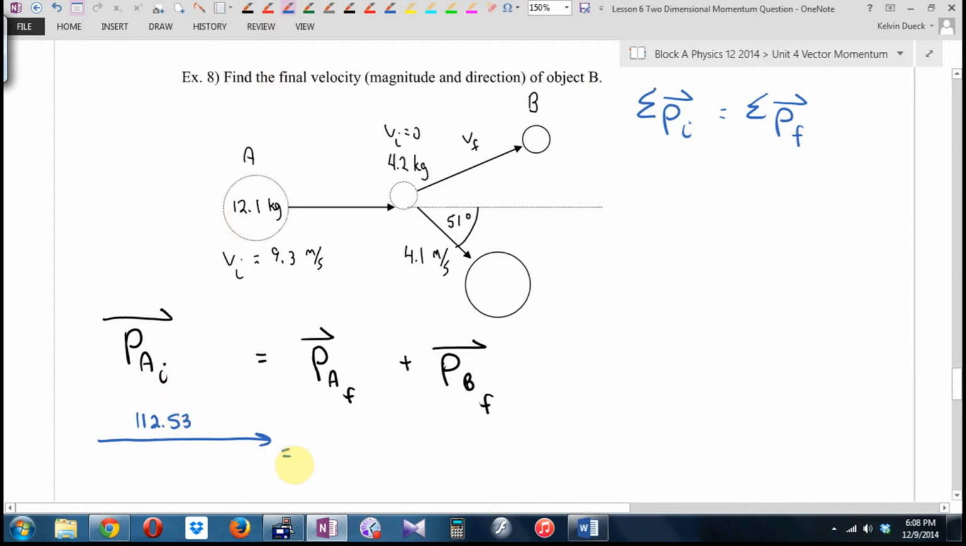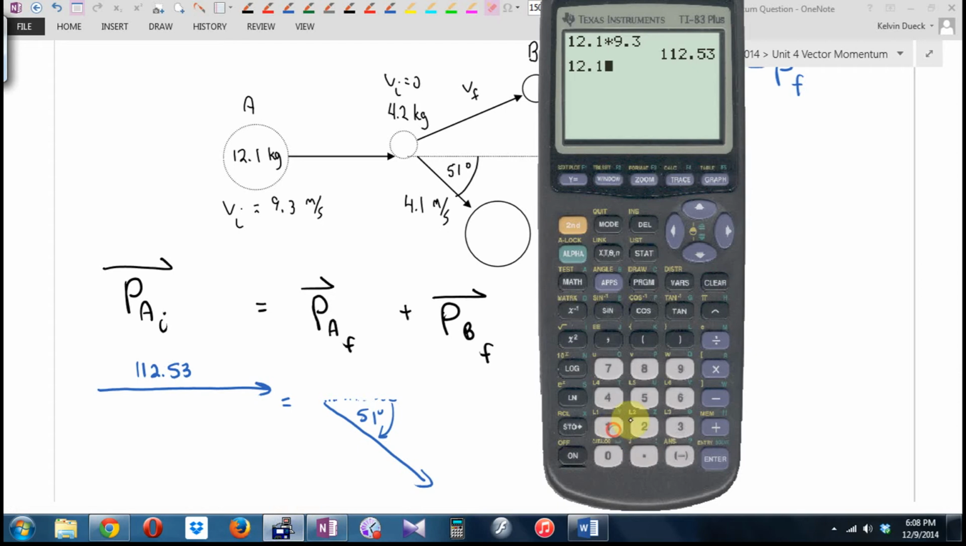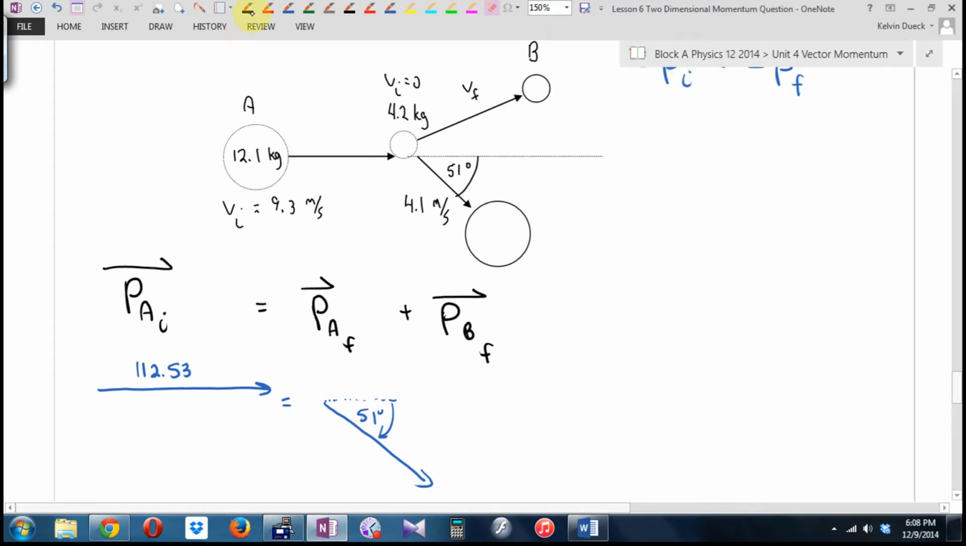That equals, looks like mass A after the collision as a vector looks like that with an angle of 51 degrees right there. How big? Mass times its new velocity. 12.1 times 4.1, 49.61. Plus momentum B final. Well, looking at the picture, it looks like something like that.